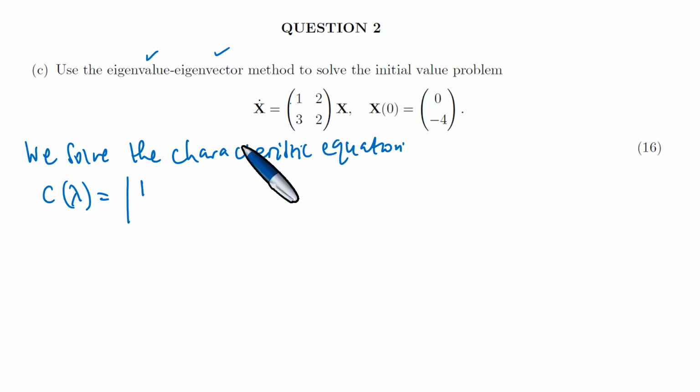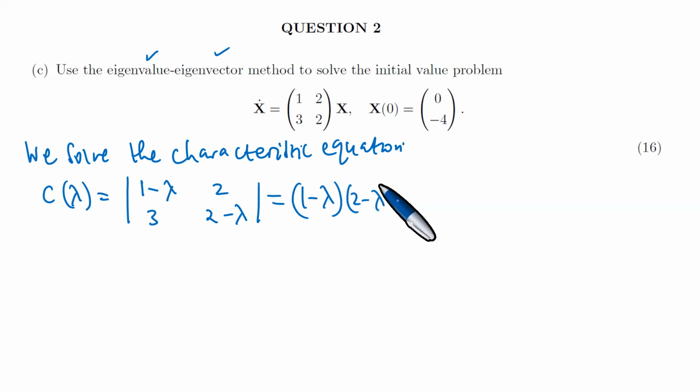It's going to be 1 minus lambda, and 2 minus lambda. Of course, you remember that, I'm sure, from linear algebra. We just subtract lambda from the main diagonal entries and the other entries remain the same. In which case, you have (1 minus lambda)(2 minus lambda) minus 6. Multiply this out: 2 minus lambda minus 2 lambda, which is 2 minus 3 lambda plus lambda squared.